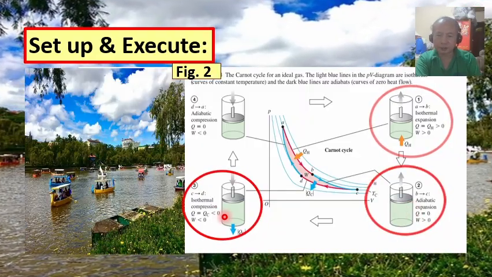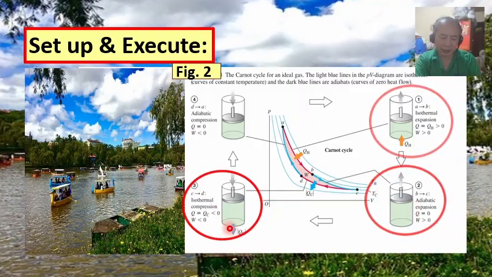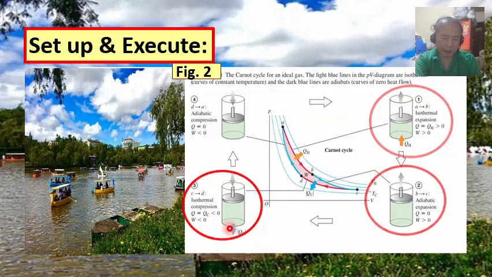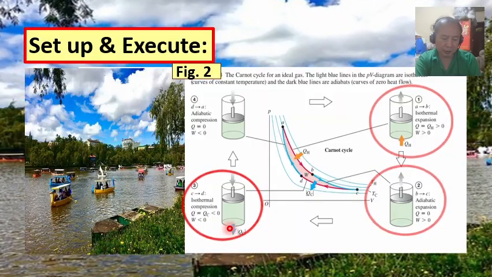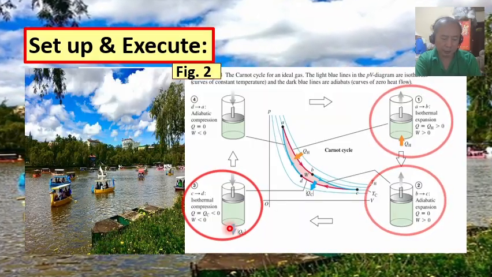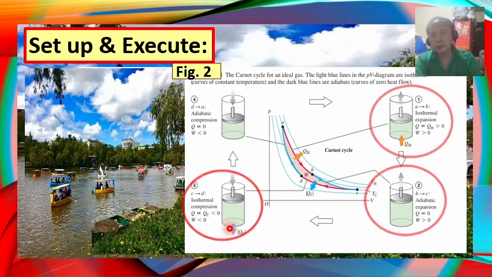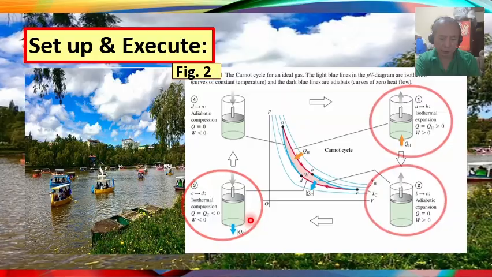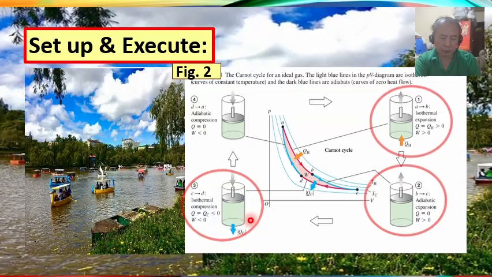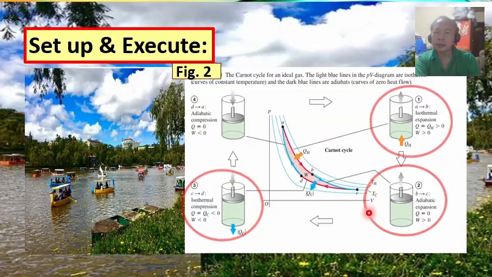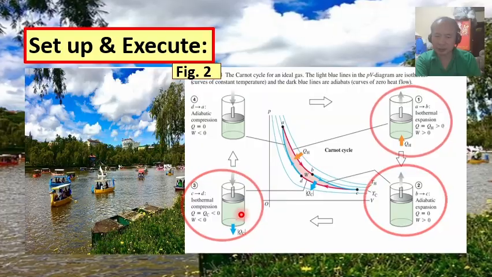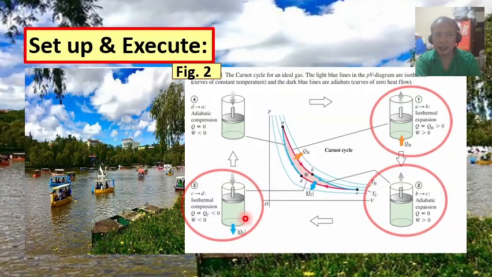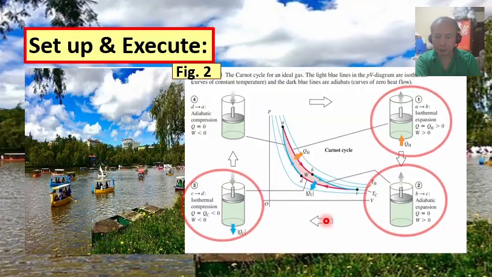And then in step 3, we have what we call an isothermal compression. The volume of the gas decreases at constant temperature Tc.